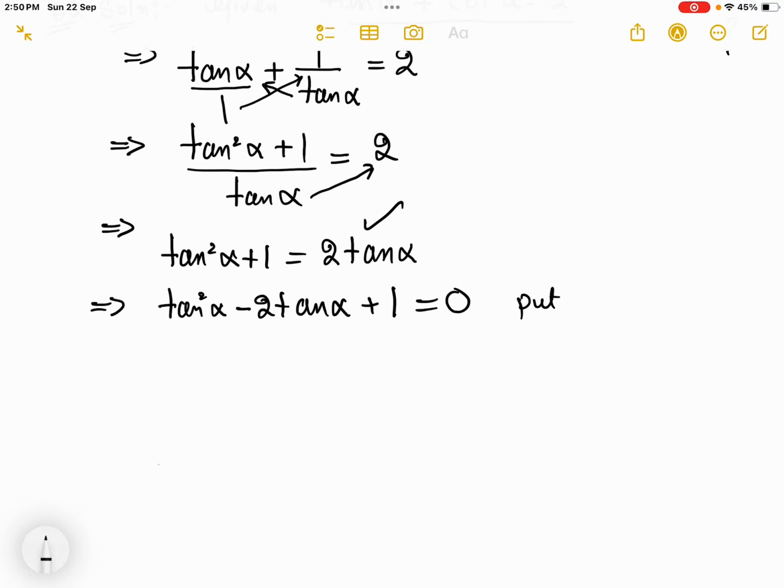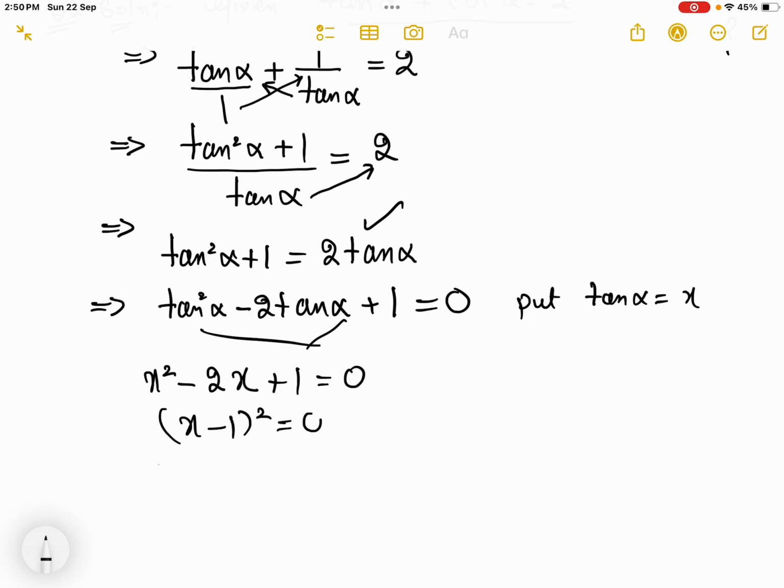If I put tan alpha equivalent to x, this whole expression becomes x square minus 2x plus 1 equal to 0. This will be simply x minus 1 whole square equal to 0, because a minus b whole square is a square minus 2ab plus b square. So x minus 1 whole square is x square minus 2x plus 1. So x minus 1, the square will go as square root on the right, so it will become 0. Square root of 0 is 0, minus 1 will go plus 1. This implies the value of x, which was tan alpha, is equal to 1.